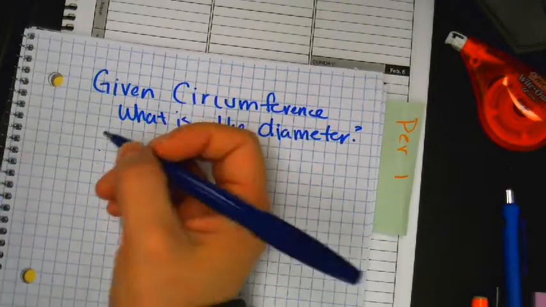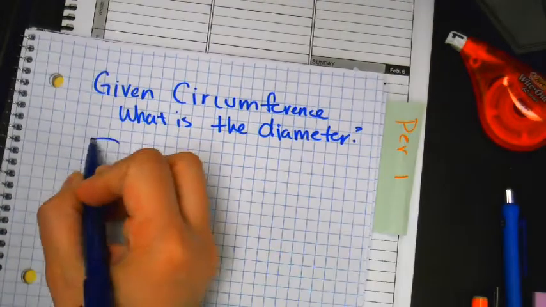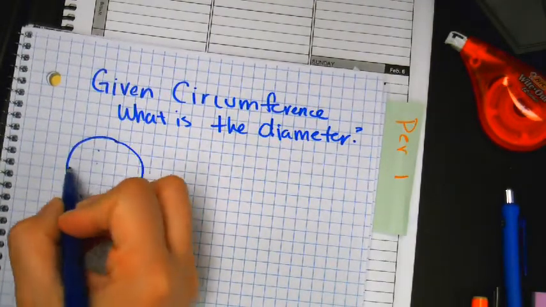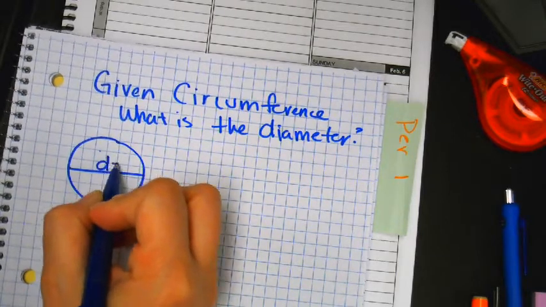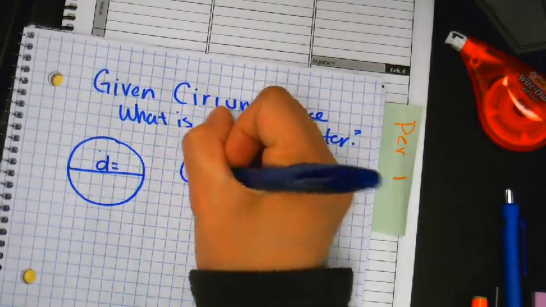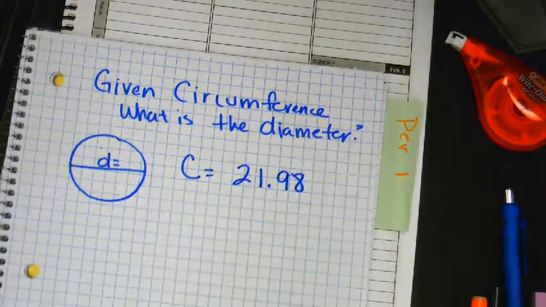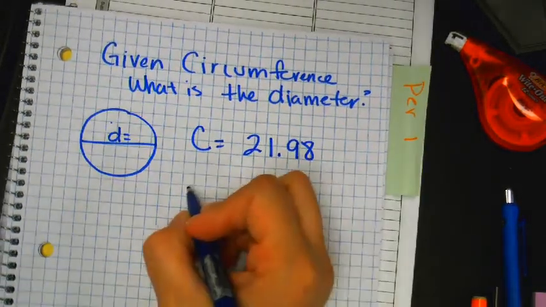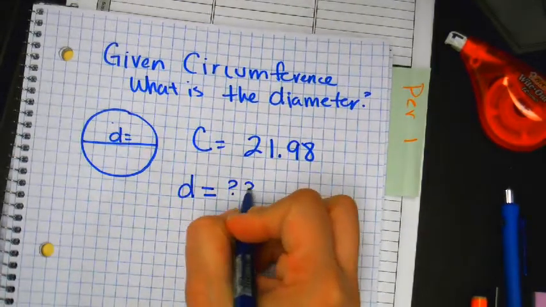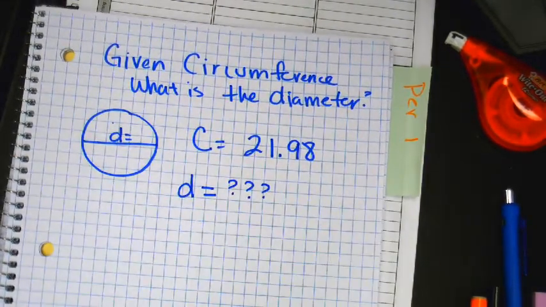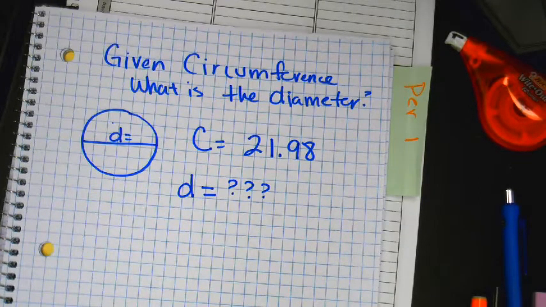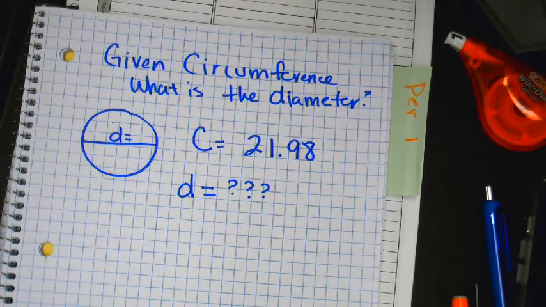Okay, so if I tell you I have a circle and this is the diameter, but I tell you that the circumference is equal to 21.98, I want to know, well, what's the diameter equal to? What would you do? We would divide it by pi. Correct. Why? Good.